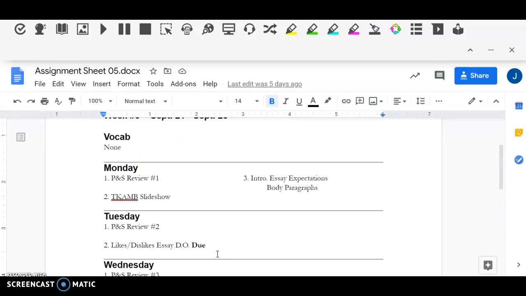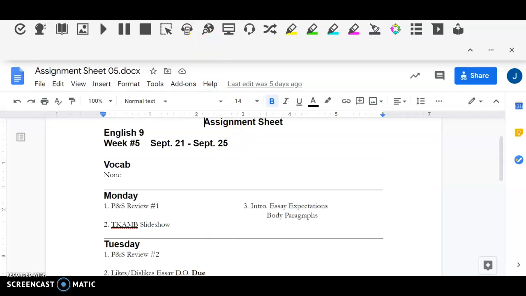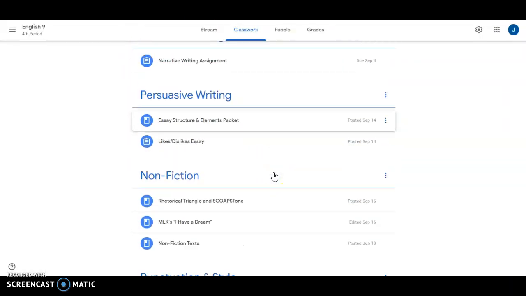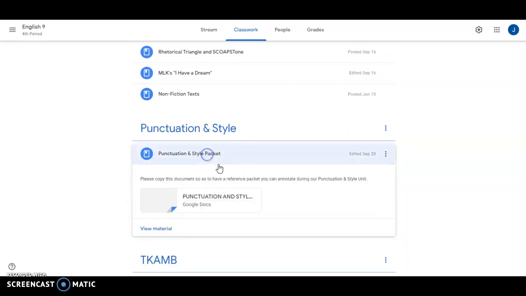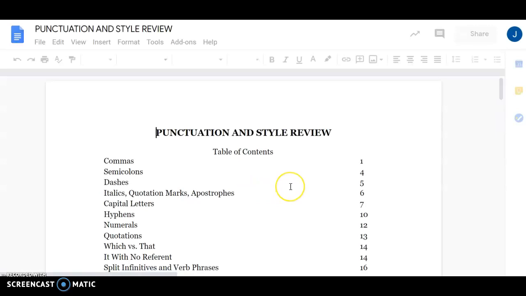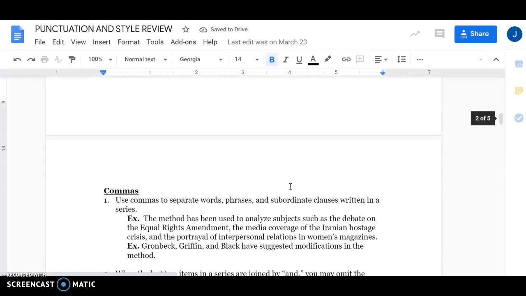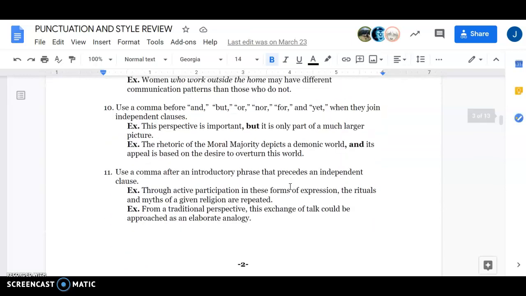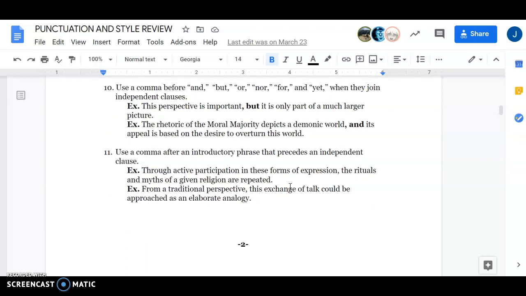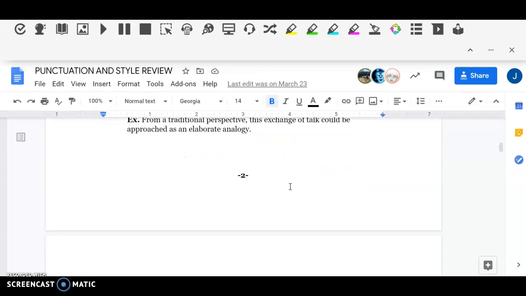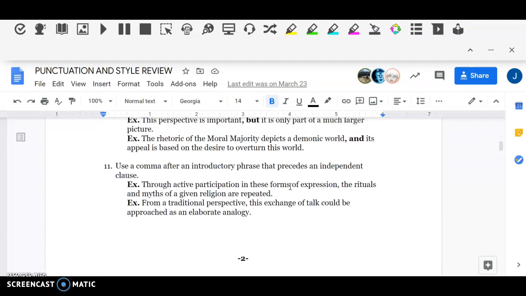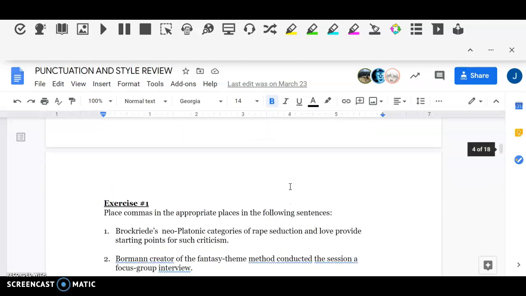So what today looked like was we started into this punctuation and style unit just a little bit here. The punctuation and style unit packet is right here, and what we did in class today was we talked about commas, which is the first several pages. There's about 11 rules of commas, if you can just read them through and kind of make sense of them. This is a packet that you can kind of make your own and mark up as you want, because it's meant to be a reference packet for you to use as a guide.